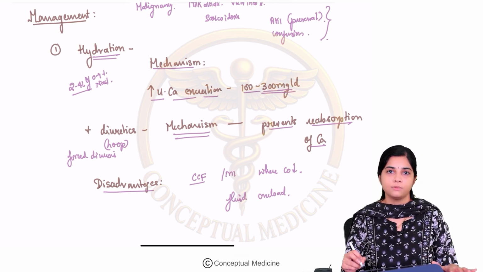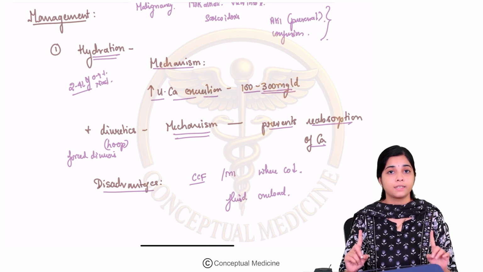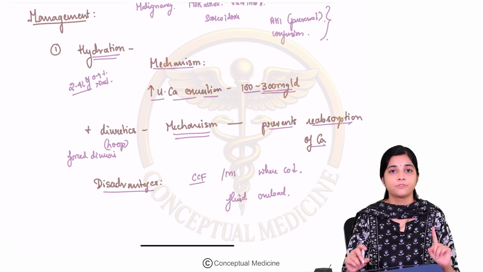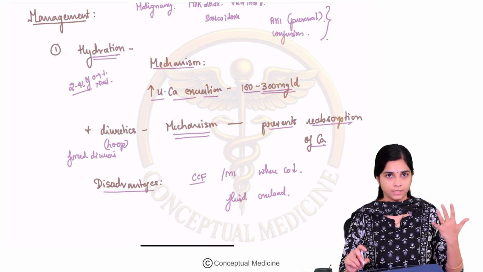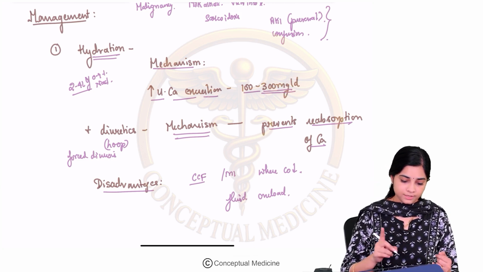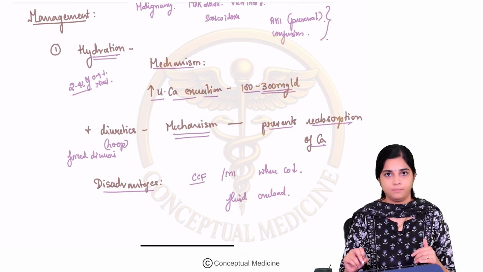So all of these you have to watch out for. Most of the time patients are recumbent, and in recumbent patients you will not get pedal edema. You will have to check for sacral edema for volume overload. That's a very important practical point when you evaluate or examine the patient. So this is your first method of management for hypercalcemia, which is hydration.